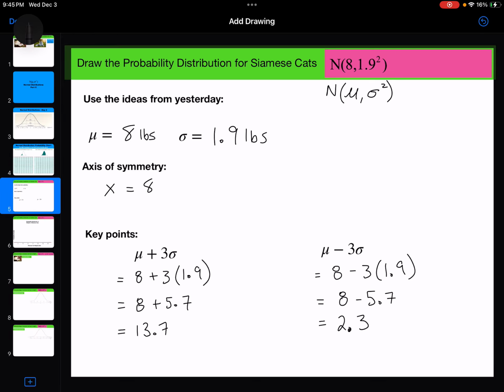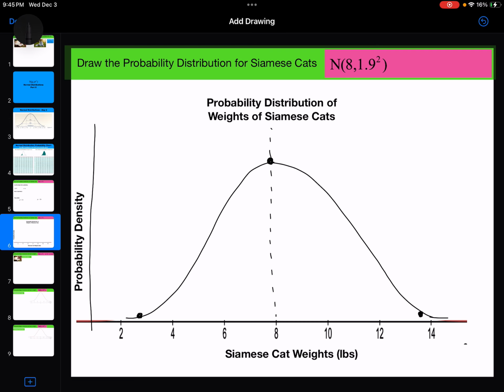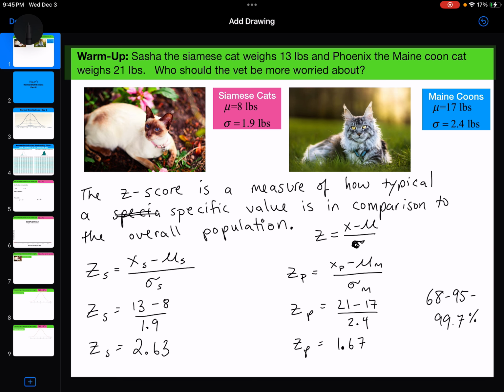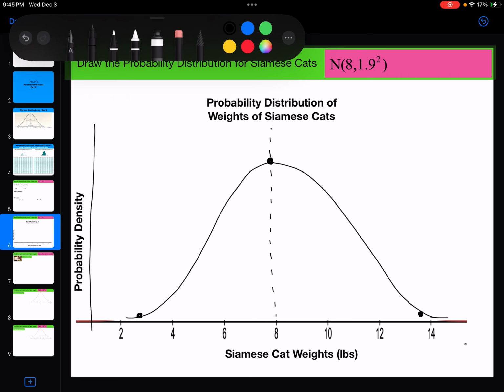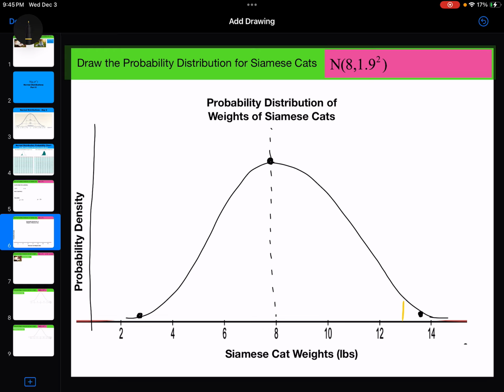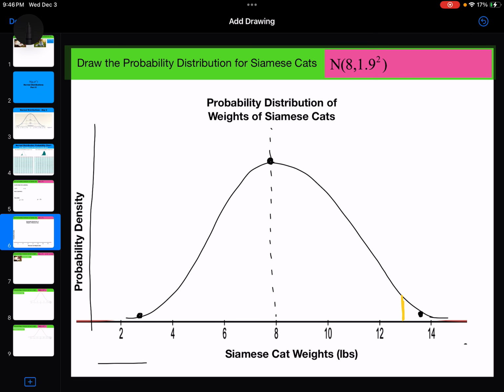Has it asked what we wanted to find out? Not just yet, but we can take a look at our original question. Sasha was Siamese, and she was a Z score of 2.63. Her actual weight was 13 pounds. So if we look back on this again, Sasha was 13 pounds, so she's right there. I can't use the 68 or the 95 or the 99.7 because it's not nicely on one of those Z score values. We can actually draw a second axis underneath here to show our Z score values.